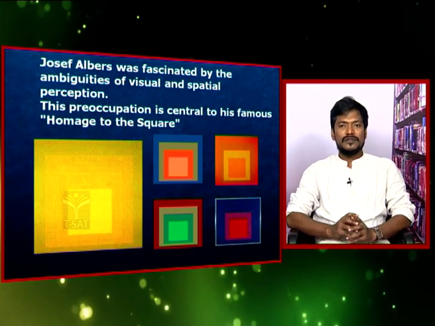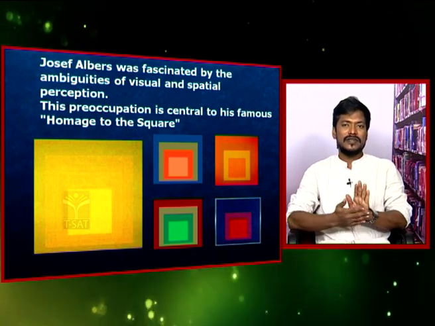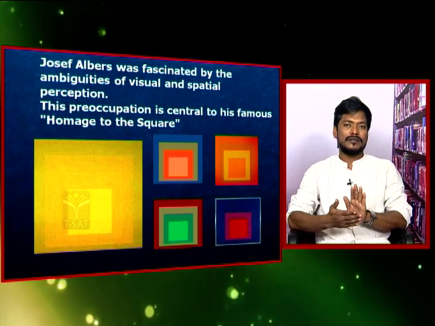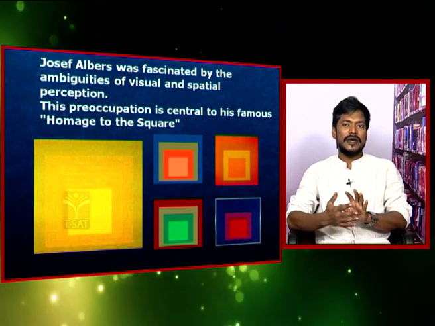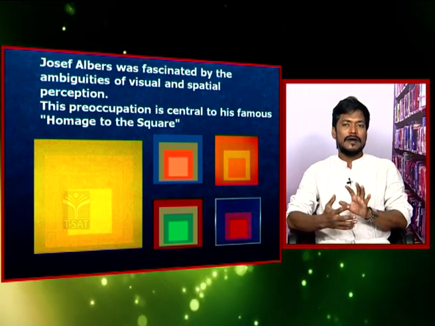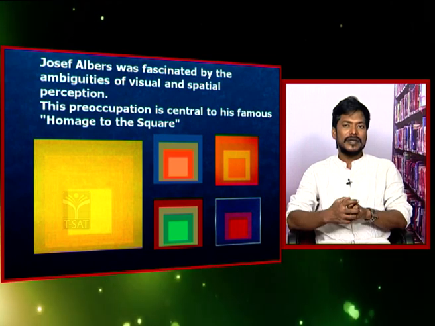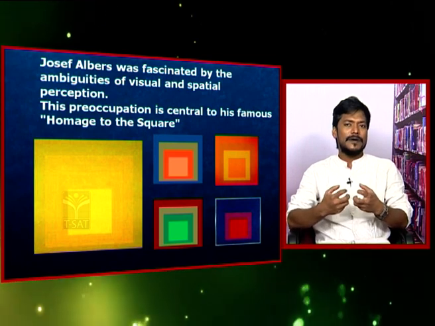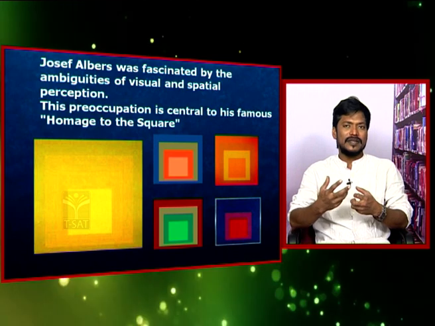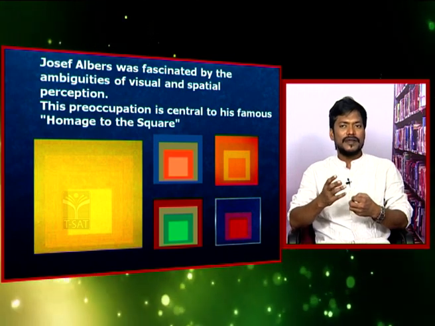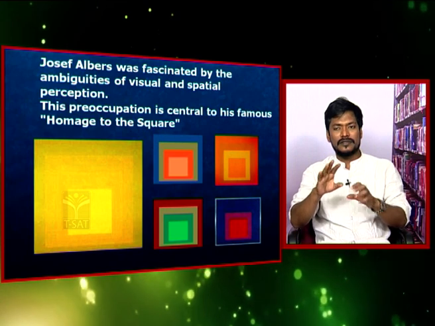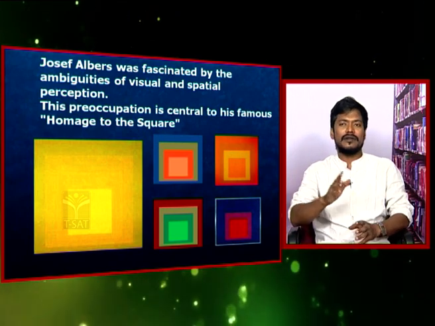So on the left side you see he's arranging different kinds of yellow squares, right. The 4 yellow squares are combined together, and it creates a different experience when you look at it, right. So you feel different when you look at the other 4 squares that are arranged on the right side.